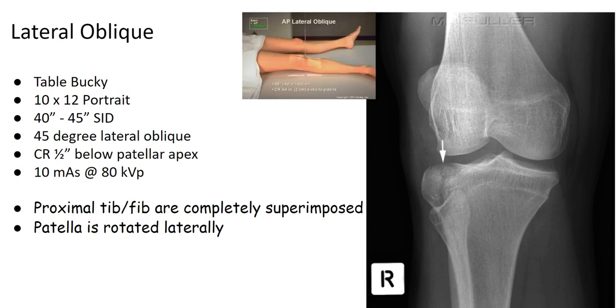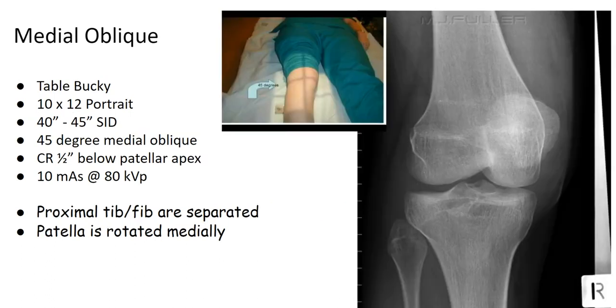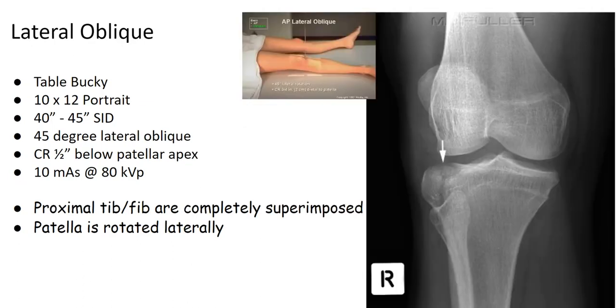Okay, I need you to be able to look at the medial oblique, look at the patella, look at the tib-fib relationship, and identify, oh yes, this is my medial oblique and this is my lateral oblique. So remember, look at your tib-fib and your patella to be able to tell the difference in your obliques.